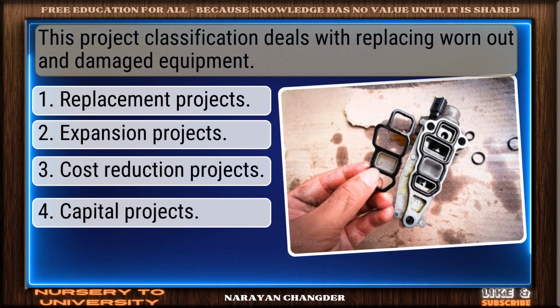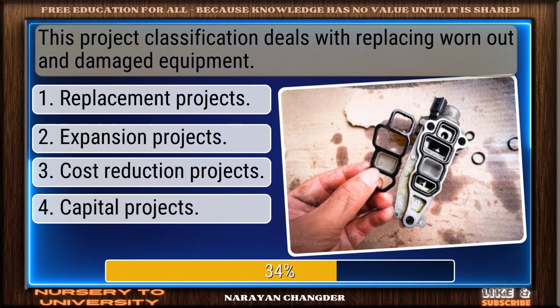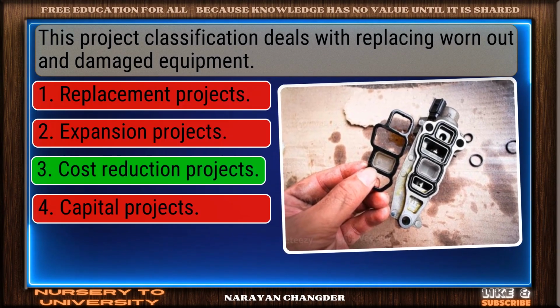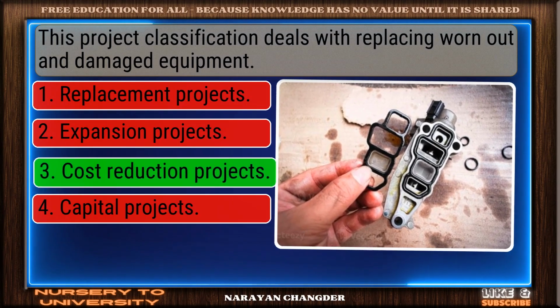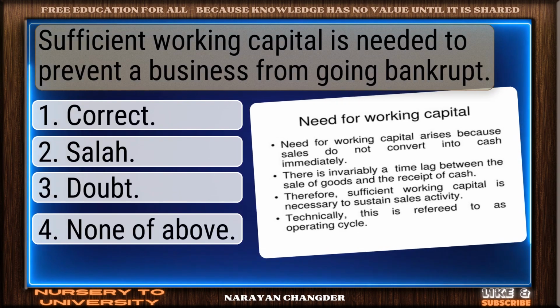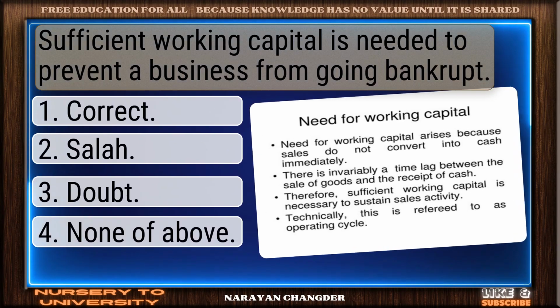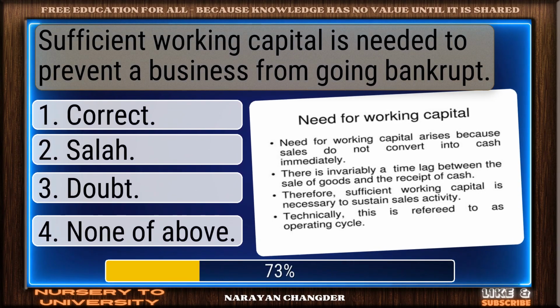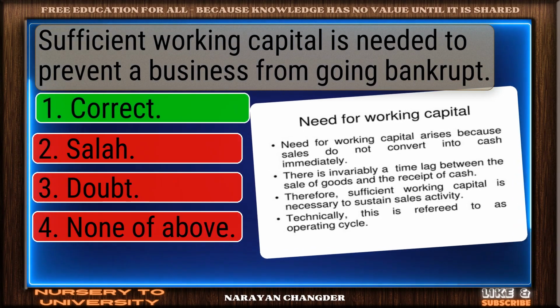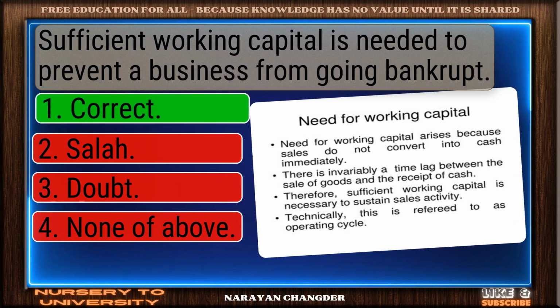This project classification deals with replacing worn-out and damaged equipment. Good thinking. Cost reduction projects is the right answer. Sufficient working capital is needed to prevent a business from going bankrupt. Correct response. Correct is the most accurate answer.